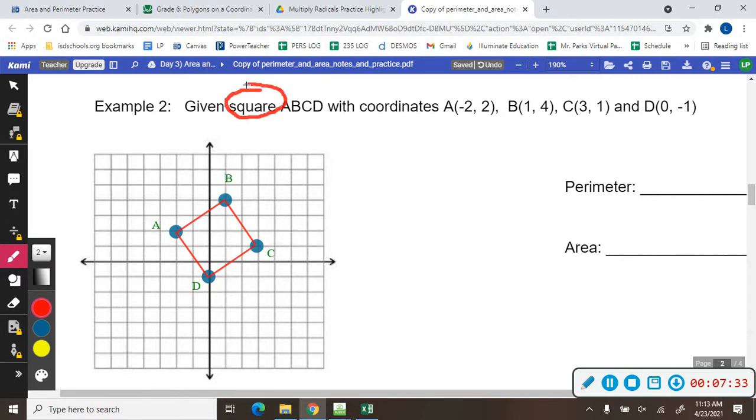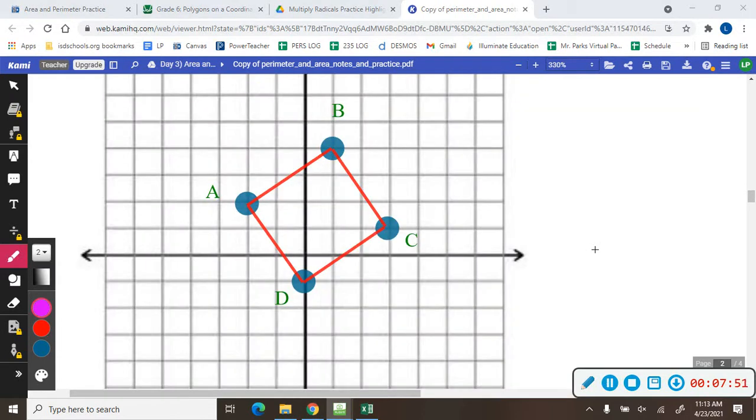Because instead of using distance and Pythagorean Theorem 4 times to find AB, BC, CD, and DA, because they told me it's a square, I'm going to find it once, and then that tells me what each side is. Now you can use the distance formula or Pythagorean Theorem. I think it's easiest to use Pythagorean Theorem.